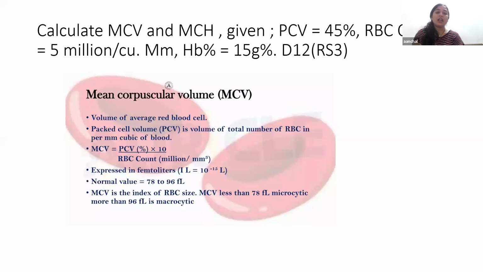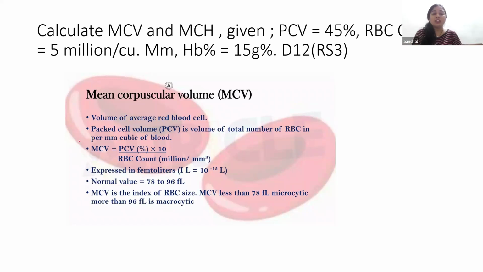Now, next we have a question on MCV and MCH that we have to solve. First we are going to understand what MCH and MCV are. The question is: calculate MCV and MCH. Given are PCV, which is 45%, RBC count, which is 5 million, and hemoglobin, which is 15 gram. With the help of PCV, RBC count, and hemoglobin concentration, we have to calculate MCV and MCH.